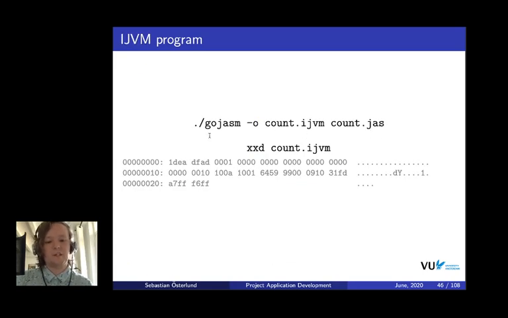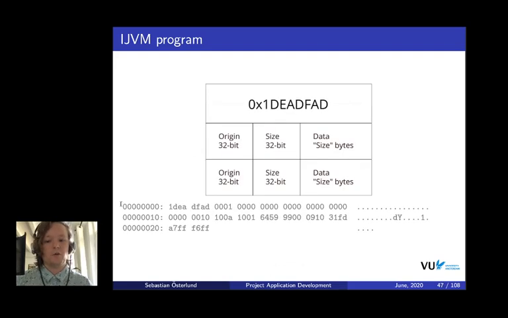If you open it in your text editor, you will see some weird characters probably. So you can use something like the Unix tool xxd or hexdump to get the output in hexadecimal, so that you can actually see what's in there. If you look at the output of xxd here, you see that it starts with 1 dead fad, and that's not by coincidence. This is a so-called magic number, which signifies that this is an IJVM binary.